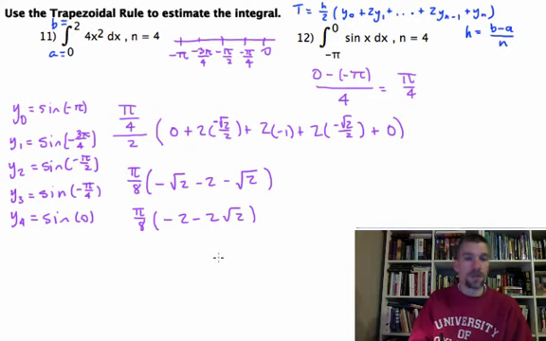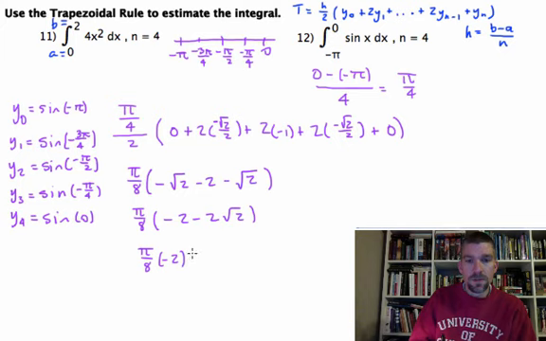That's not a bad answer. I would prefer the one where you factored a 2 out from here, a negative. You could factor out a negative 2 even if you wanted to. So that would be pi over 8 times negative 2 times 1 plus root 2. And then notice this negative 2 and the 8 cancel out. So it ends up being negative pi over 4 times 1 plus root 2. That's a great answer.